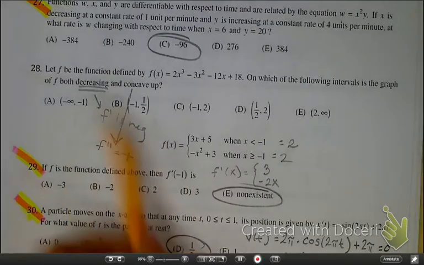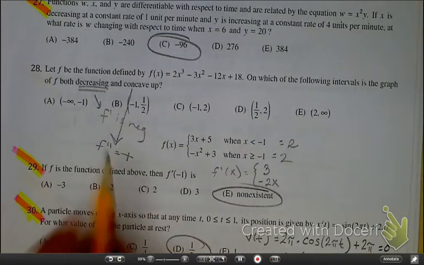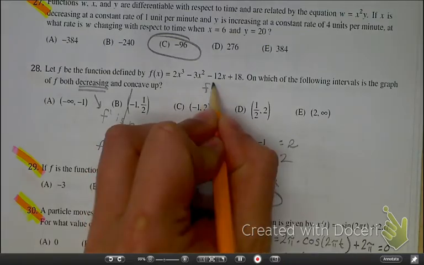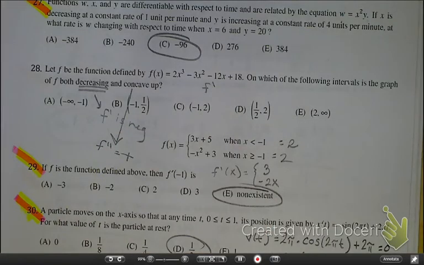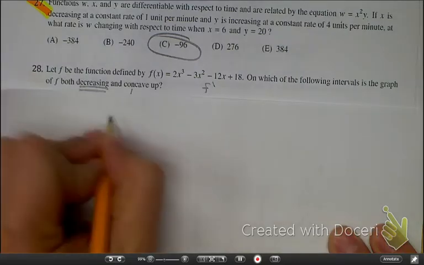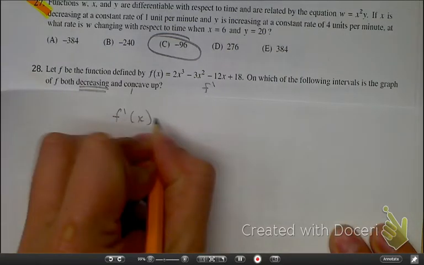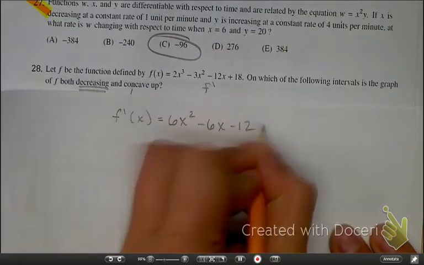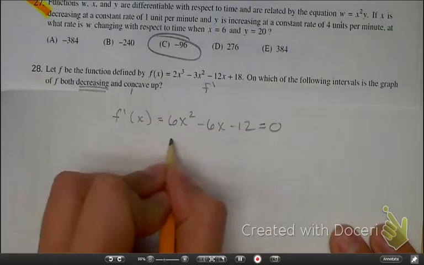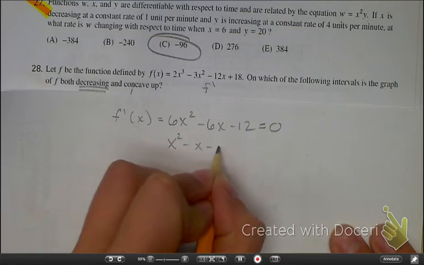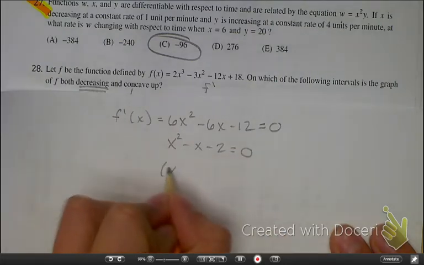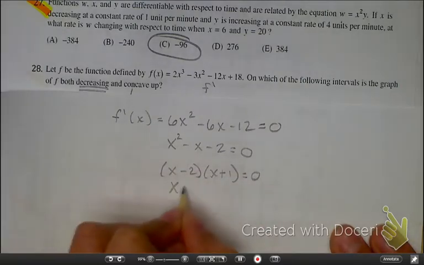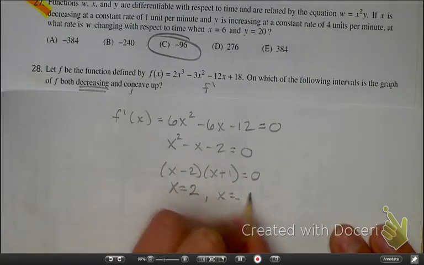So I'm actually going to create a sign chart for this, kind of like what we did with straight line motion. So let me take the first derivative. F prime of x is equal to 6x squared minus 6x minus 12. If I want to know where that's equal to 0, I can divide everything by 6. That's x squared minus x minus 2 is equal to 0. This factors to x minus 2 times x plus 1. So that means I have critical points at x equals 2 and x equals negative 1.